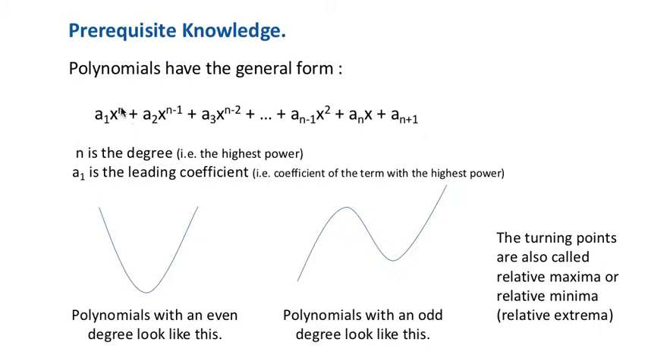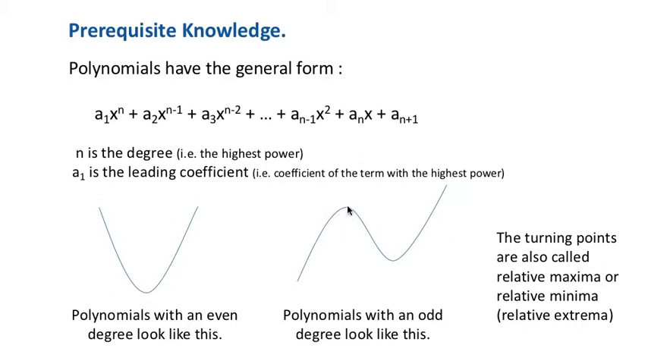If your degree is an odd number, you'll have something like this, maybe with a few more wobbles in the middle, but it'll begin down low and finish up high. That's again if your leading coefficient is positive. If your leading coefficient is negative, flip that over, so it'll start up here, go down, wobble around, and then keep going down.